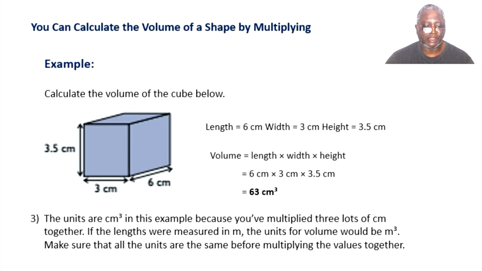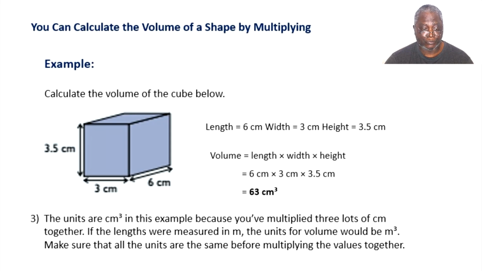Example. Calculate the volume of the cuboid below, and the dimensions are 3.5 centimeters, 3 centimeters, and 6 centimeters. So, length equals 6 centimeters, width 3 centimeters, and height 3.5 centimeters. The formula for volume is equal to length times width times height. All you need to do is put in the figures, which is 6 centimeters times 3 centimeters times 3.5 centimeters. And your answer is 63 centimeters cubed.